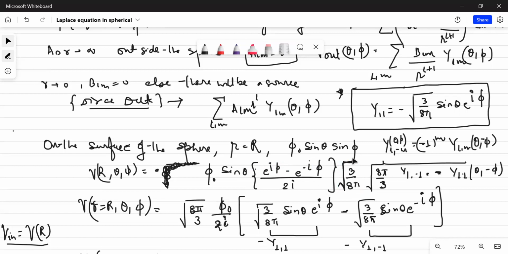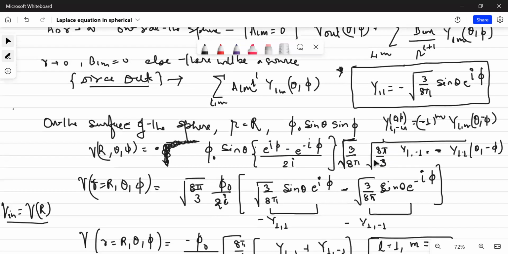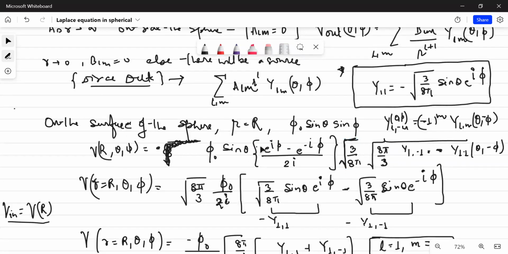I have multiplied it by root over 3 upon 8 pi, and again multiplied it by root over 8 pi upon 3. So overall this is 1. This constant, root over 8 pi upon 3, I'm taking out, phi naught I'm taking out, 2 pi I'm taking out, and inside you can see that root over 3 upon 8 pi multiplied with sine theta e to the power iota phi, and then there would be another term, minus root over 3 upon 8 pi, sine theta, e to the power minus iota phi.